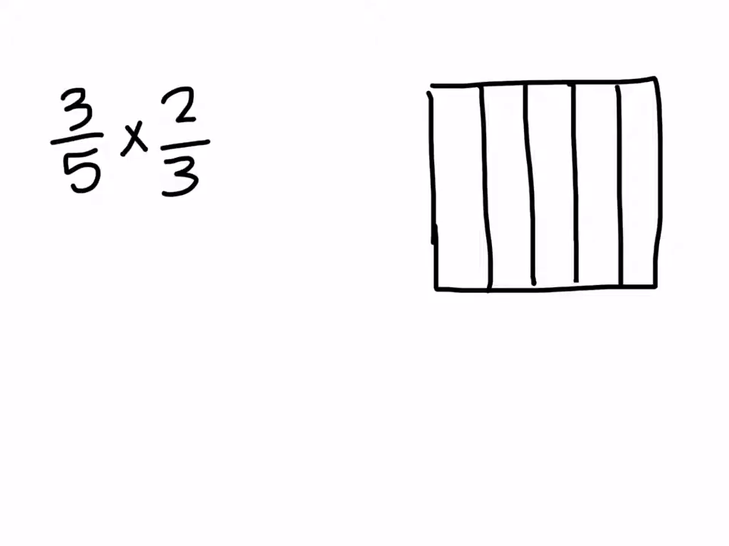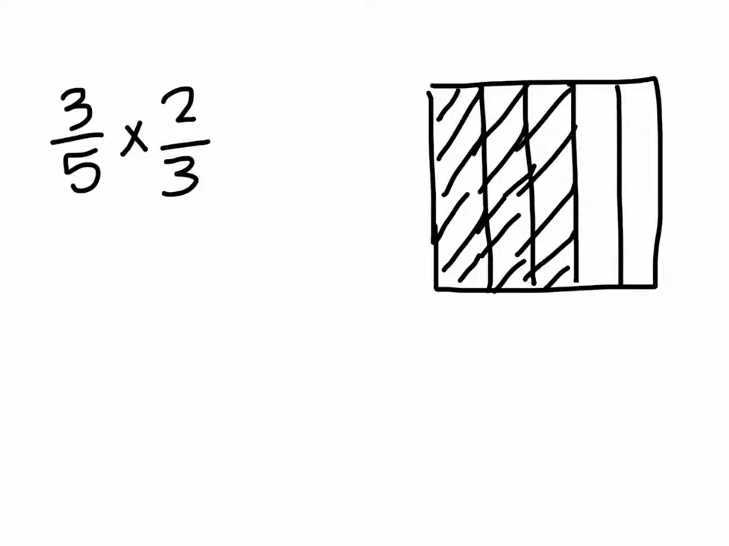And I need to shade 3 of them, and this time I'm not even going to change the color. I'm going to show you how you can do it with just a pencil. And there I go. There's my second one. That's 2 of the fifths. And now I need to shade the third fifth. There it is. And now I need to shade 2 thirds.